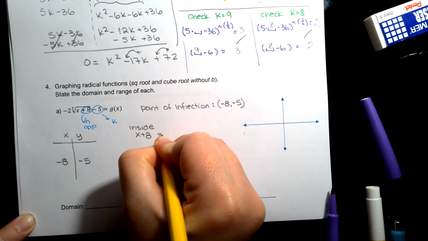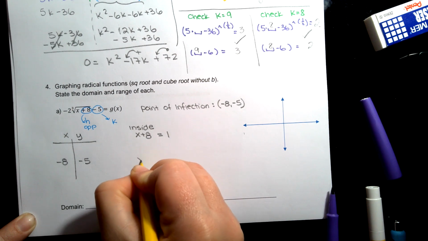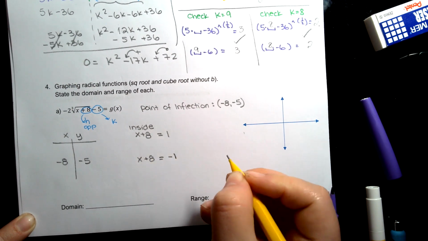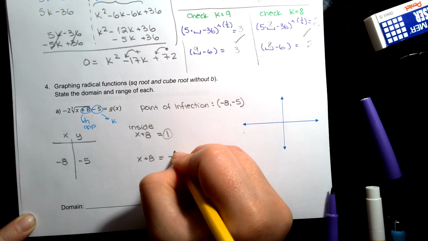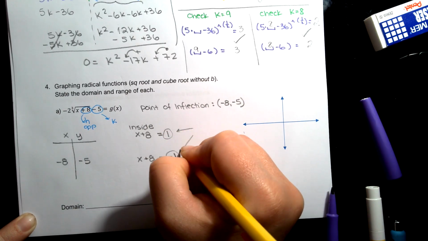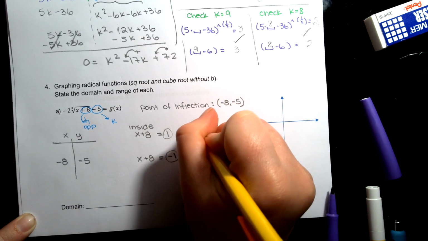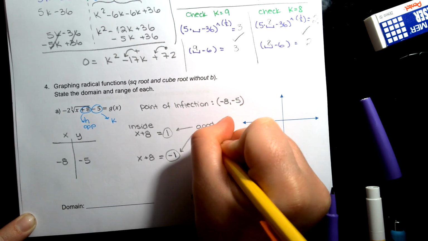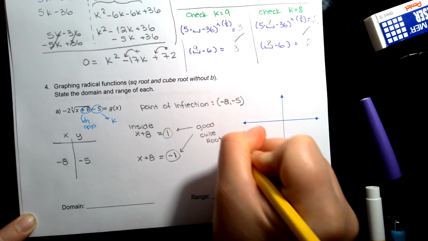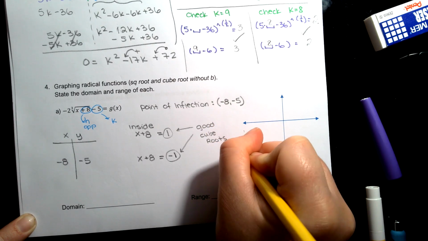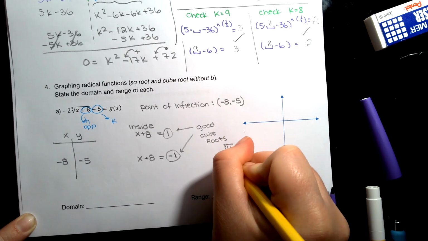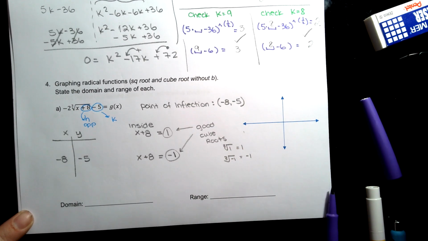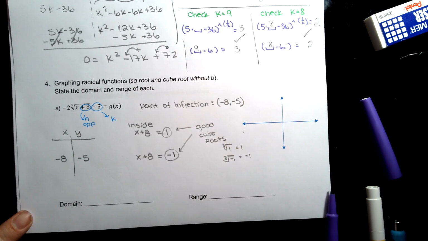And I'm going to set the insides to a 1. And I'm also going to set the insides to a -1. I'm choosing 1 and -1 because we know that these are good cube roots. We can take a cube root of 1, which is 1, and we can take a cube root of -1, which is also -1. Now, I can use different numbers, but typically we want the smallest numbers.